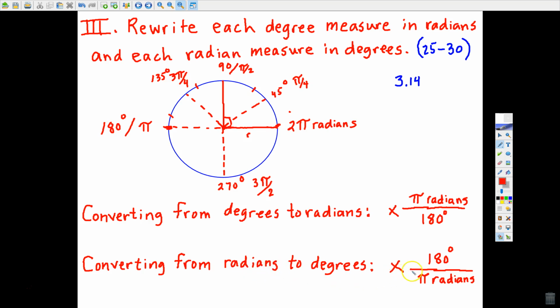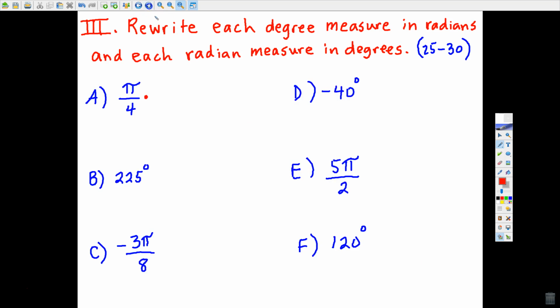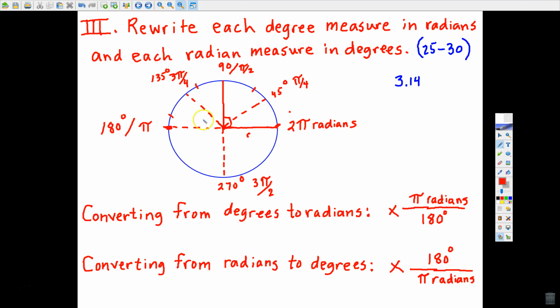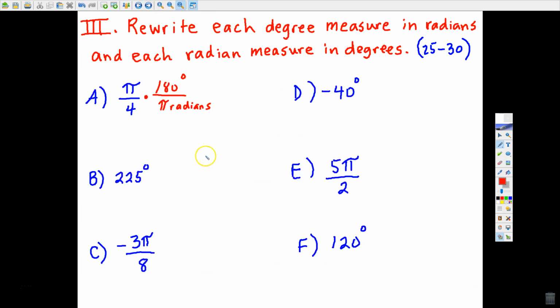To go from radians to degrees, I'm going to multiply by this conversion factor: 180 degrees divided by pi radians. Okay, see how this is the conversion factor. So here is how you can always remember if you're using the right conversion factor.